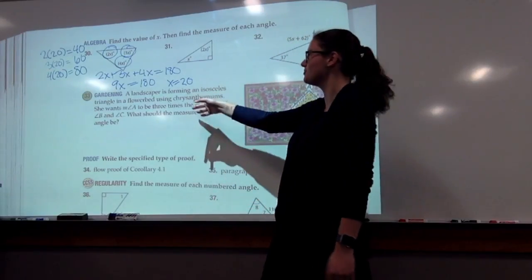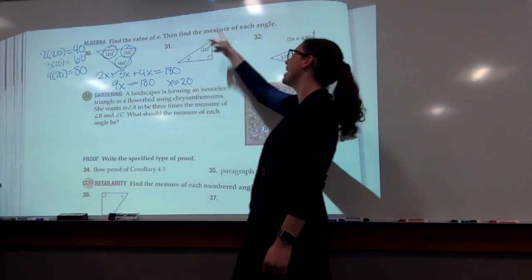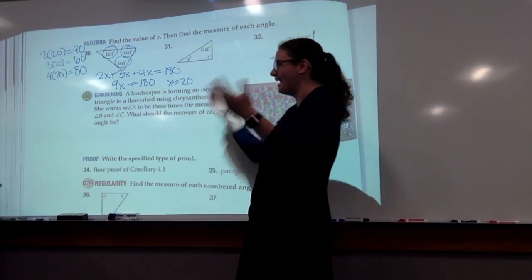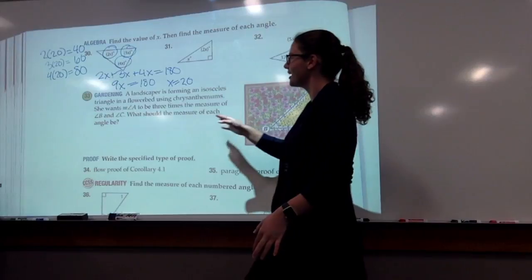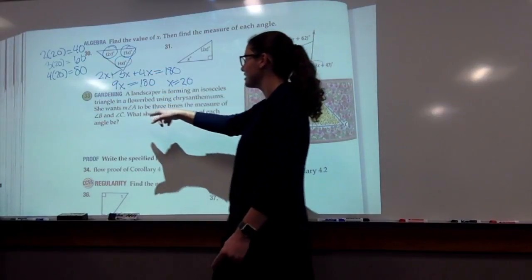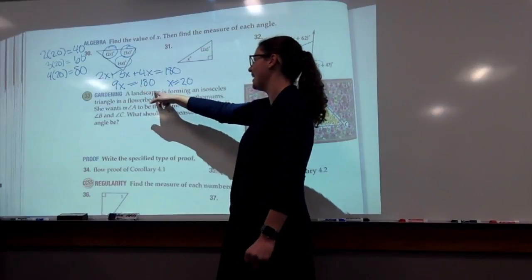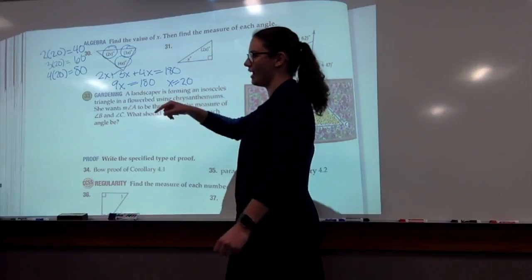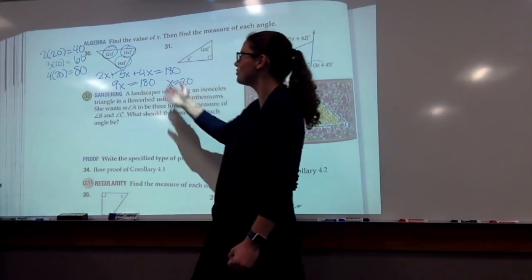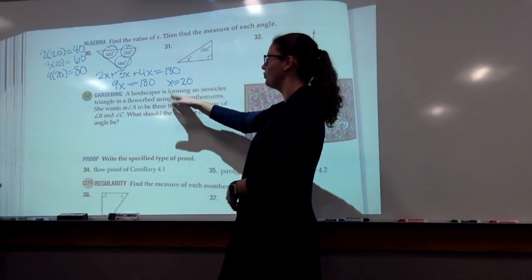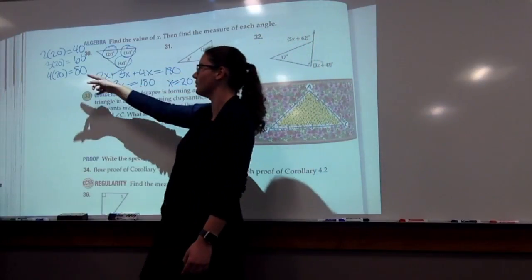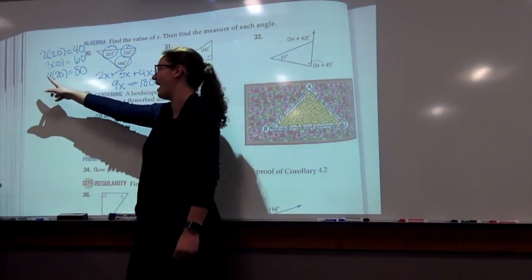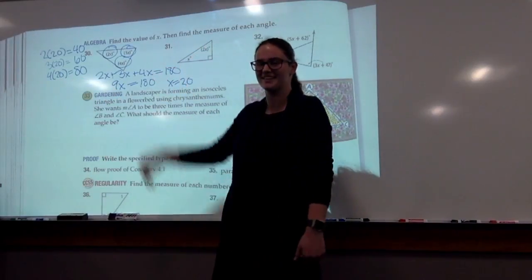Okay, so for this problem, we're going to be finding the value of x, and then we're going to find the measure of each angle. So, because this is a triangle, it adds up to 180, everybody knows that. So we're going to add 2x plus 3x plus 4x, which gives you 9x equals 180, and so x equals 20. So to find the measure of each angle, you would plug x in. So 2 times 20 is 40, 3 times 20 is 60, and 4 times 20 is 80.